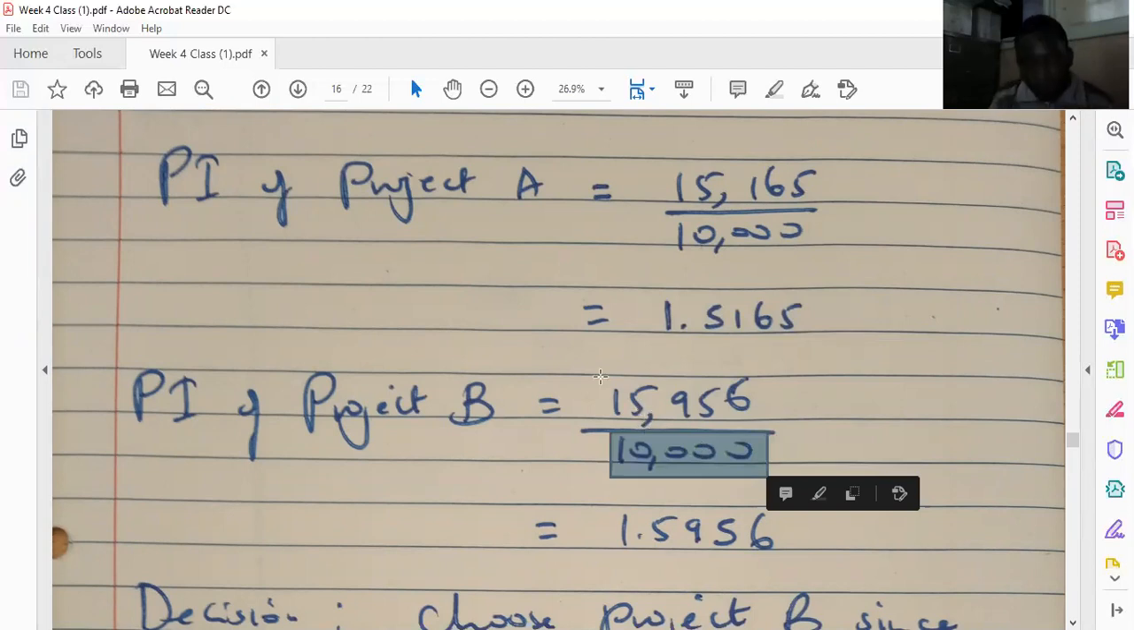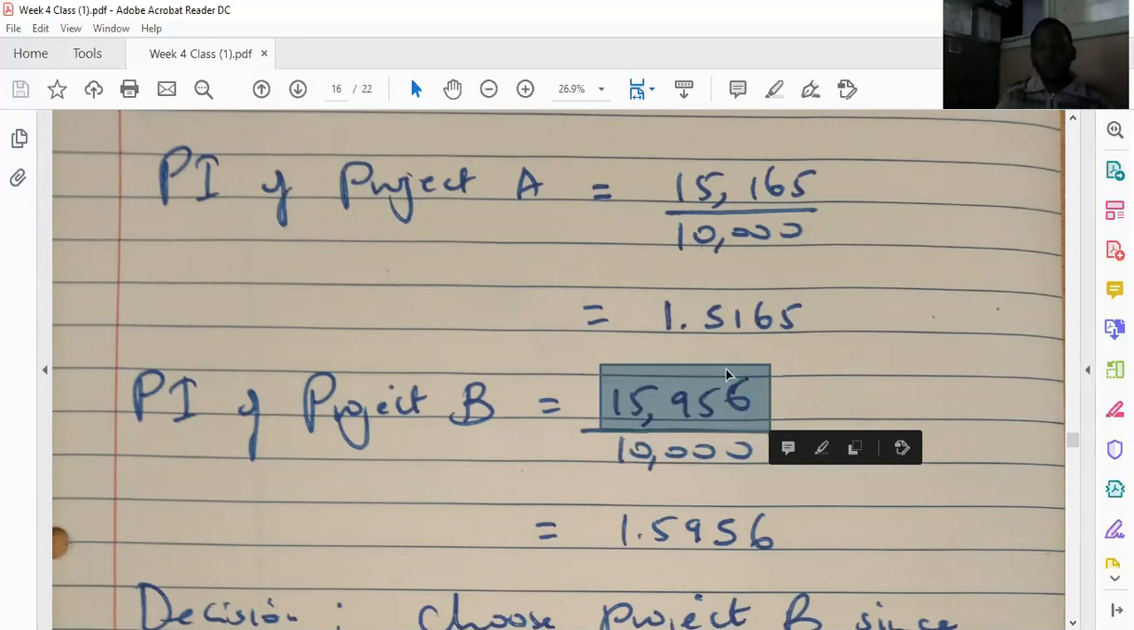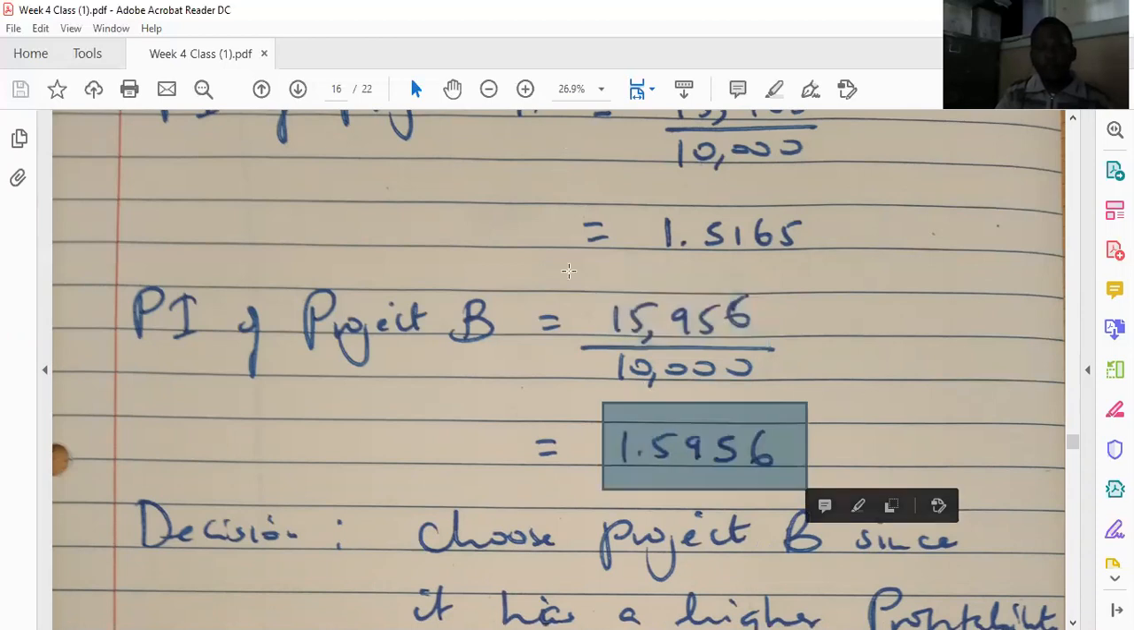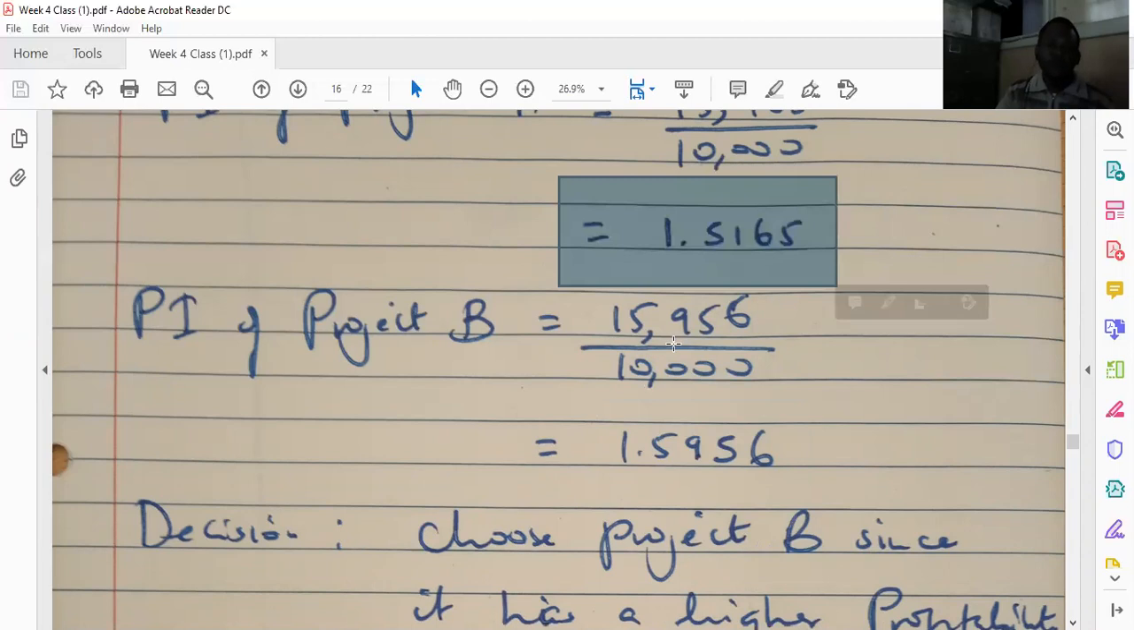So we had obtained this figure when doing the NPV, 15,956 as the present value of cash inflow of project B. So we divide this 15,956 by 10,000 shillings, it gives us 1.5956. So project B has a profitability index of 1.5956, whereas project A has a profitability index of 1.5165. So project B has a higher profitability index than project A.